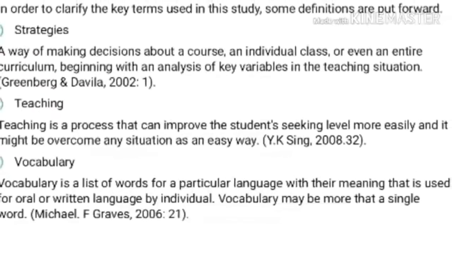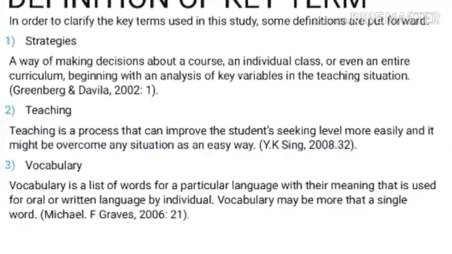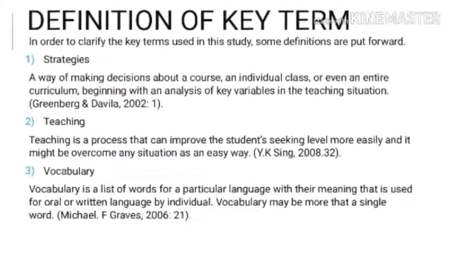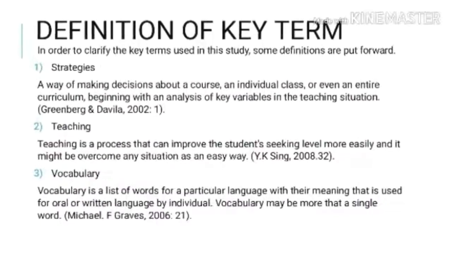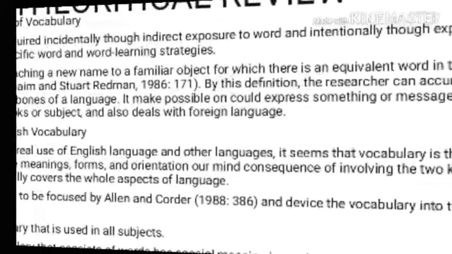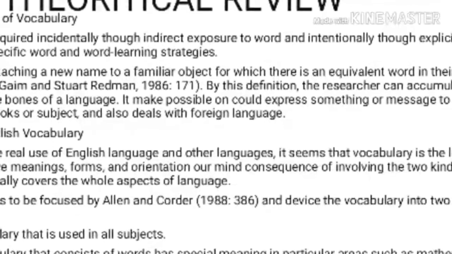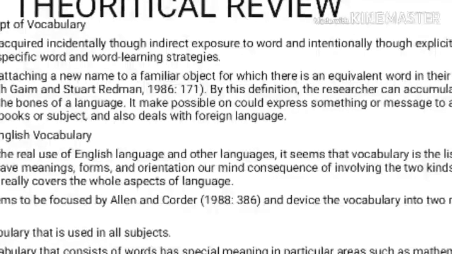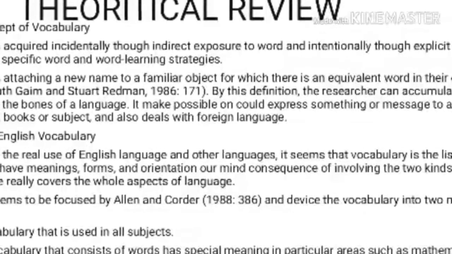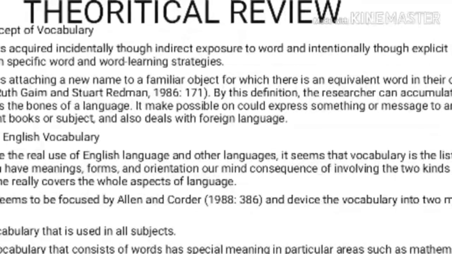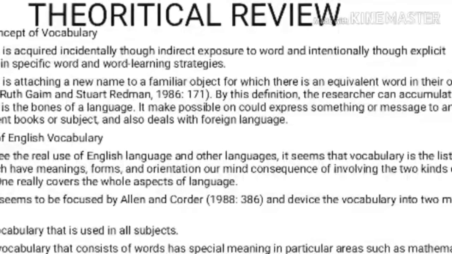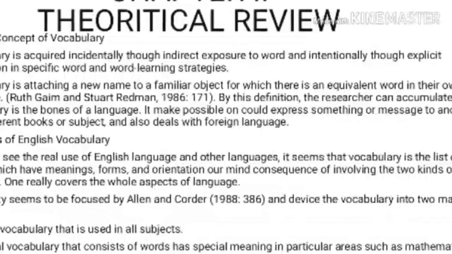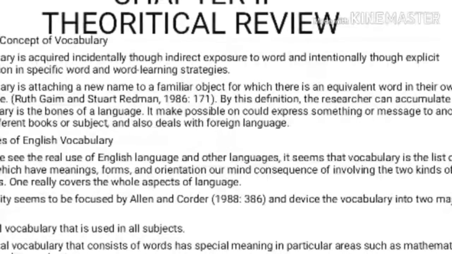Next, definition of key terms. There are three key terms in this chapter. First, strategies. Second, teaching. Third, vocabulary. Chapter 2, Theoretical review. First, the concept of vocabulary. Vocabulary is acquired incidentally through indirect exposure and intentionally through explicit instruction in specific words and word learning strategies.